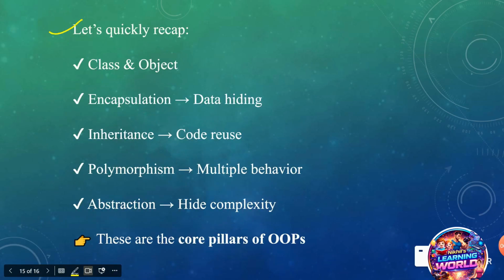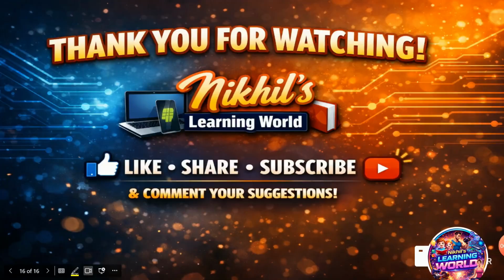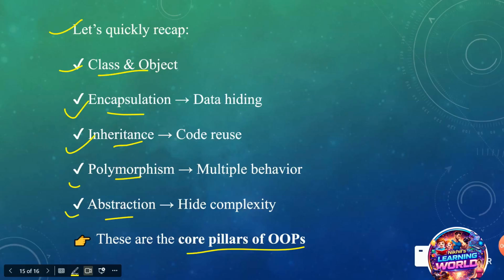So here's a quick summary of the OOPS concepts. We saw class and object; encapsulation, that is data hiding; inheritance, that is code reusability; polymorphism, that is multiple behavior; and abstraction, that is hiding complexity. These are the core pillars of the OOPS concept. I hope you now understand what OOPS is and the four pillars of the OOPS concept.